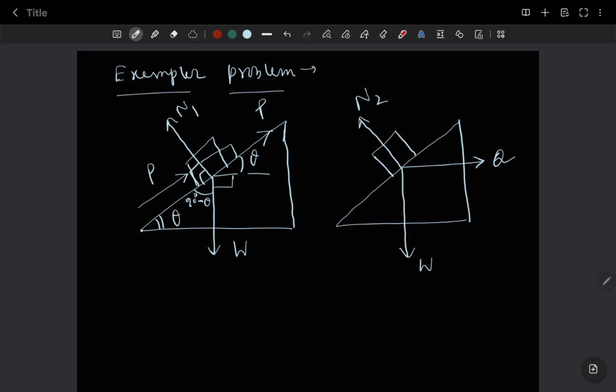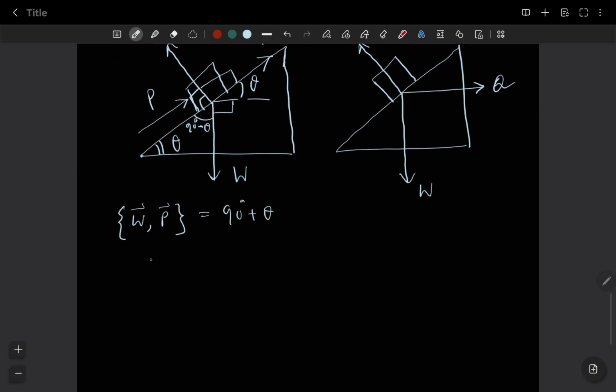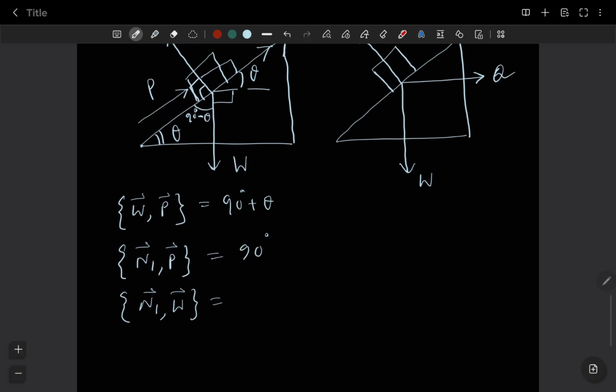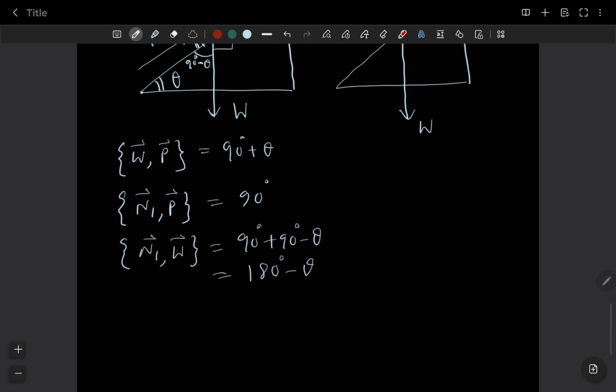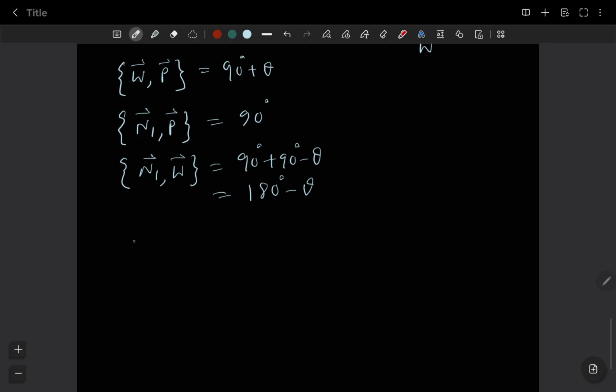Okay, so 90 plus 90 minus theta, that is 180 minus theta. So the angle between, let us write once, W and P is 90 plus theta. Then N1 and P is 90. And N1 and W is 90 plus 90 minus theta, that is 180 minus theta. Now apply Lami's theorem. What can we write?